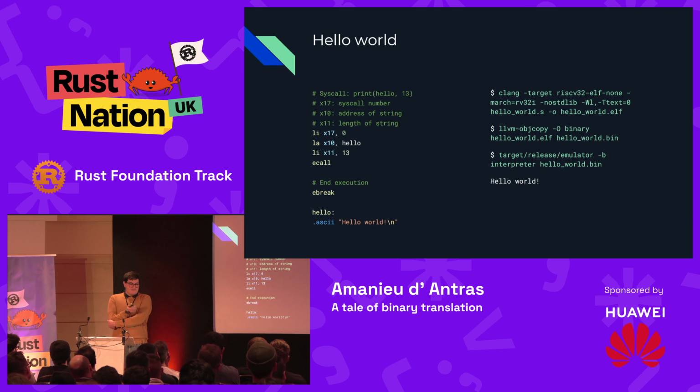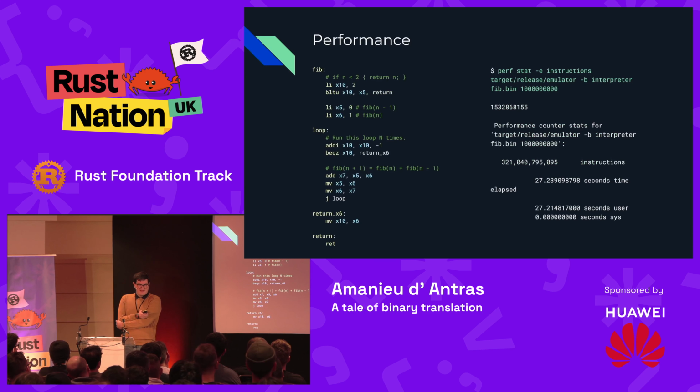So we just build our example program with Clang, convert it to a binary file that can be loaded directly by the emulator, and then run it. And it works. Yay! So now here's the part that we really care about: performance. Let's look at the performance of the emulator.